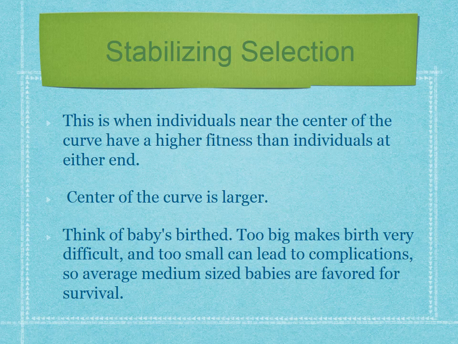babies being born. So if a mom has too big of a baby during birth, it's going to make birth really painful, uncomfortable, and can have complications involved. And if the baby is too small, then it can lead to complications as well when you talk about the development of the baby. So really, when we talk about birth in humans, natural selection is going to favor medium-sized babies. And this is where we get this stabilizing selection curve that we see on the next slide.